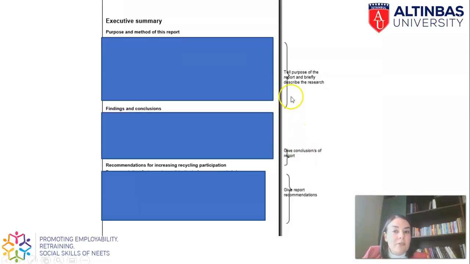For executive summaries, as you know, we can write a synopsis or an executive summary in reports. The first part is the purpose and method for the report. It tells the purpose of the report and briefly describes the research done. Then the findings and conclusions are given, and the recommendations after the analysis.